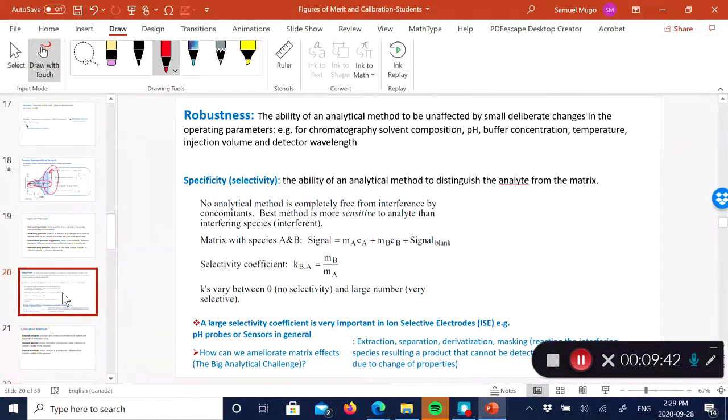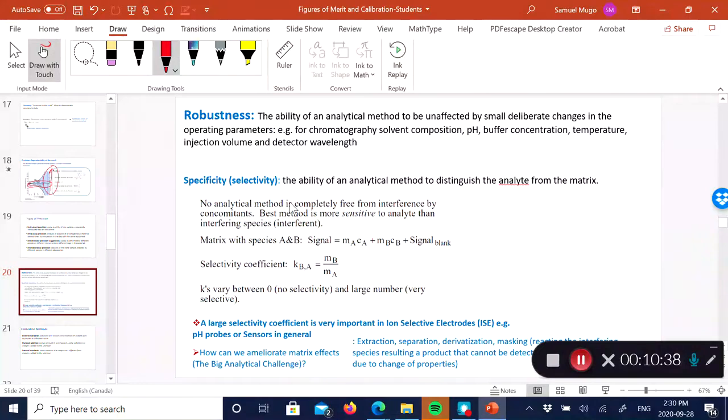So robustness is another figure of merit. If you develop an analytical method, you want to assess how robust it is. And robustness means the ability of your method to not get affected by small changes in the lab. So the changes could be things like pH, temperature, humidity and so on. So you want the method not to be prone to being affected by small variations within the lab. And that way you would know if that method is very robust, and it can be used in different geographical locations.